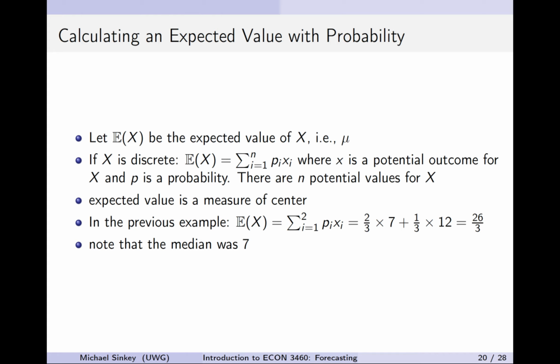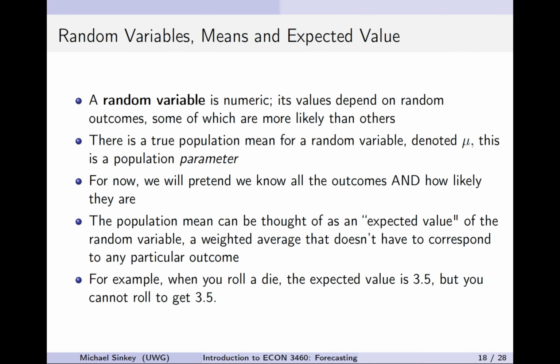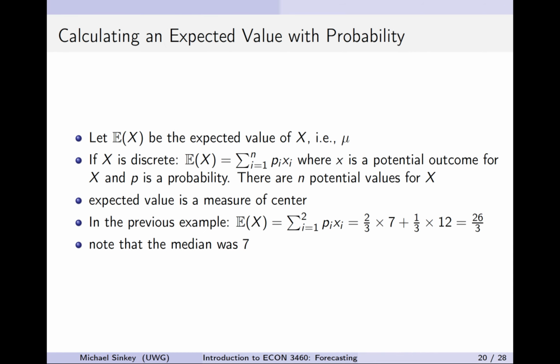So here X is discrete. In the previous instance, X was continuous, and we're not going to calculate expected values of continuous probability distributions because that requires integration, which is outside the scope of this class. But we can do it for discrete random variables like this one.